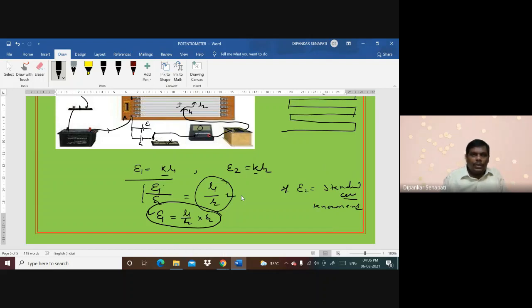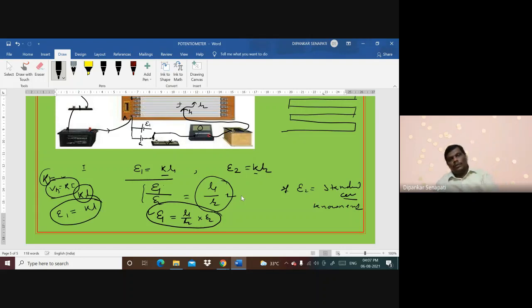Okay, one more thing we can do. If the value of K is known to us numerically, knowing the current and resistance, we will get the potential drop across the total wire, and then we can find the value of K by dividing by 1000. Once we know the value of K, we can find EMF from a single observation, that E1 will be equal to K into L1.